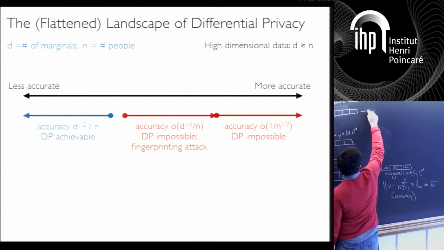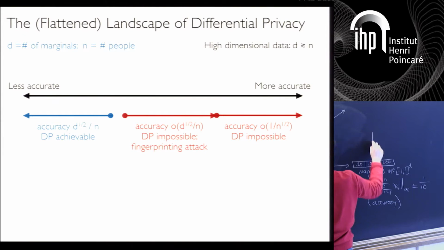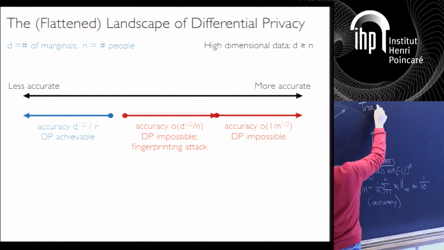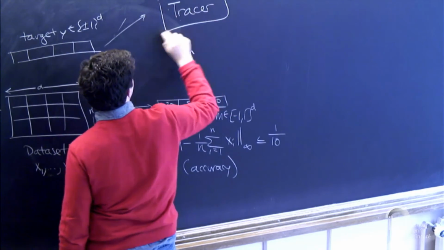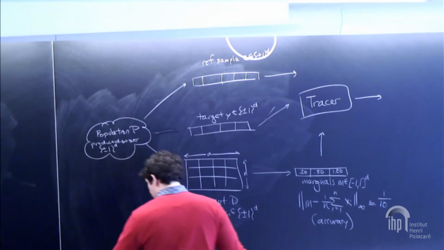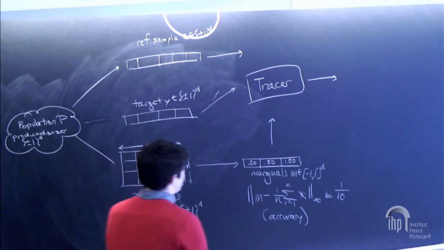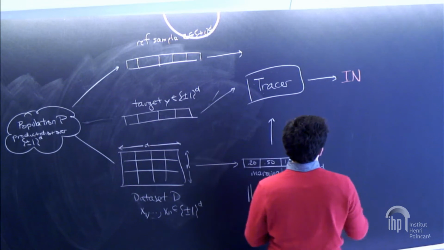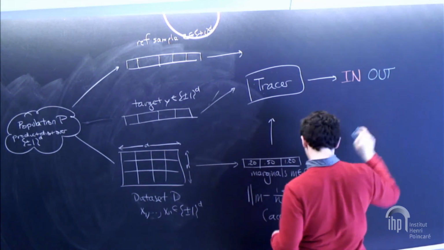All right, and now we're going to feed all of this into an algorithm called the tracer. Not really important what it's called. And it's going to output one of two things. It's going to output either that the target individual is in the data set or out of the data set.